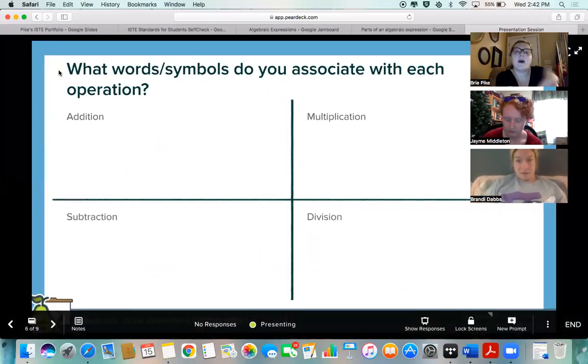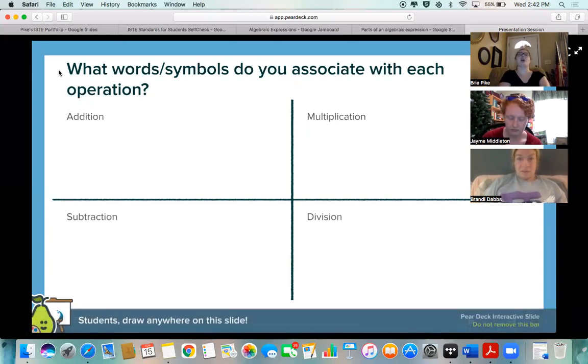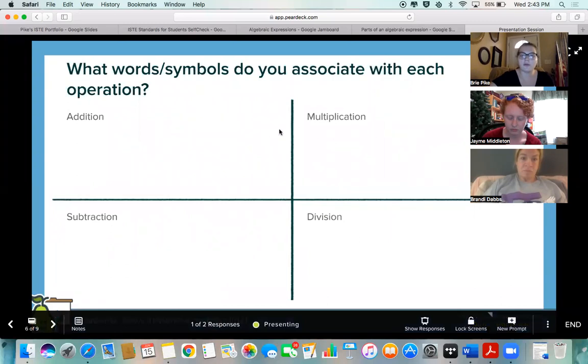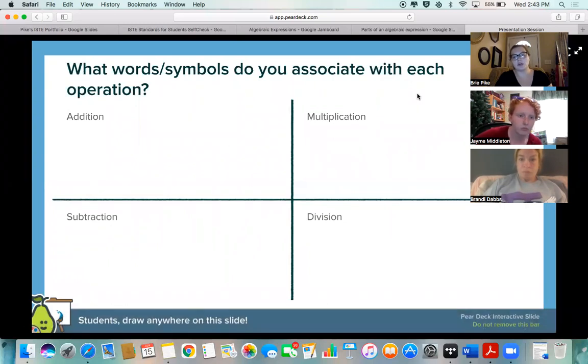Now let's talk about what words or symbols we associate with each operation. So when you think about addition, what are some other words that you know that are associated with addition? And I want you to do that for all four of them. So addition, subtraction, multiplication, and division. What are some other words or symbols that we know that kind of go along with those terms?